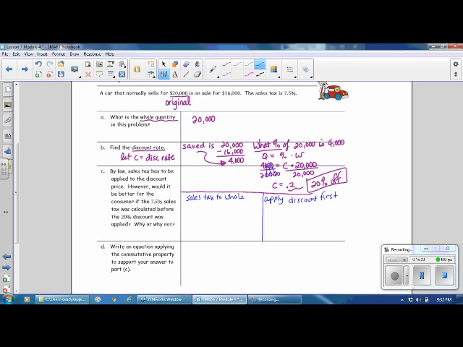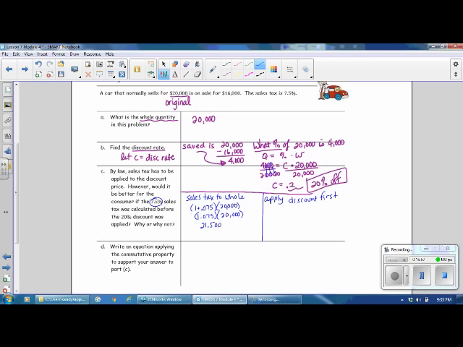So applying the tax to the whole, we have 1 plus 0.075, and that is a markup of tax. And the whole amount was $20,000. So that's 1.075 times $20,000. And that gives us a total of $21,500. So that's applying the sales tax to the whole.